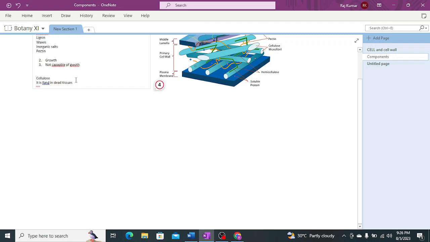It is found in dead tissues, including sclerenchymatic cells. Here, sclerenchymatic cells are also known as sclerids or stone cells. These sclerids or stone cells are found in the nuts which we eat. The outer covering of the nuts is covered by a thick and strong coat, which is made up of these stone cells.